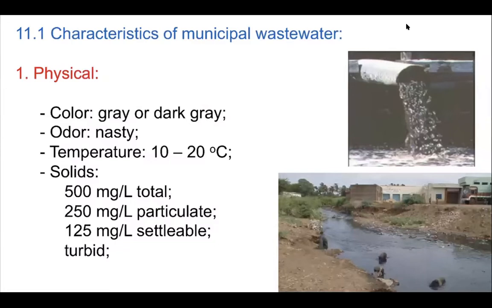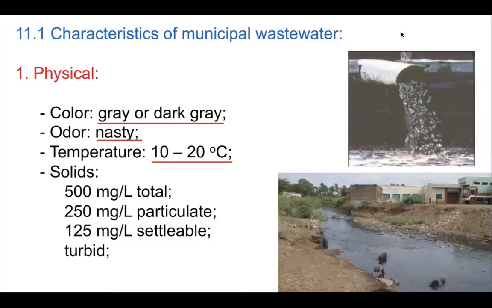First, on the physical side, wastewater generally looks gray or dark gray. It definitely doesn't look clear. In terms of odor, a lot of it is very nasty. In terms of temperature, it's around 10 to 20 Celsius. This is mainly because wastewater, whether coming from residential areas, households, or industry, is normally generated at normal temperature. It's a very rare situation that people will generate wastewater at or below the freezing point.